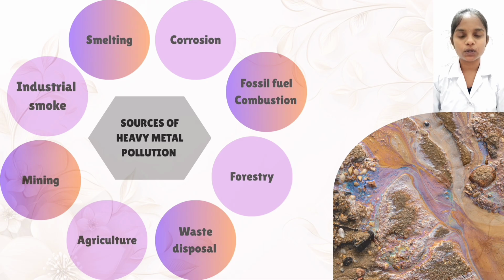Sources of heavy metal pollution. Smelting is a process of extracting metals from their ores using heat. Next, corrosion involves the slow degradation of metals due to chemical reactions with air, water or soil. Corroded pipelines, tanks and metal structures release heavy metals into soil and water.